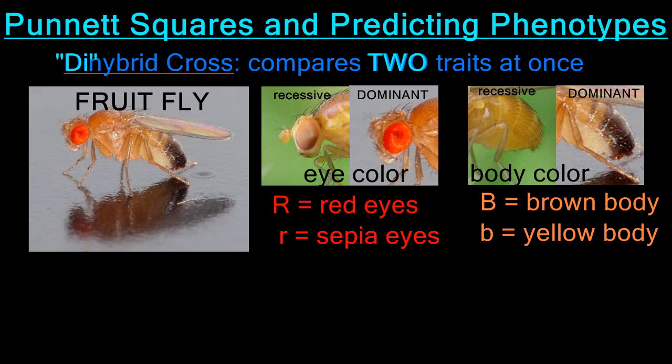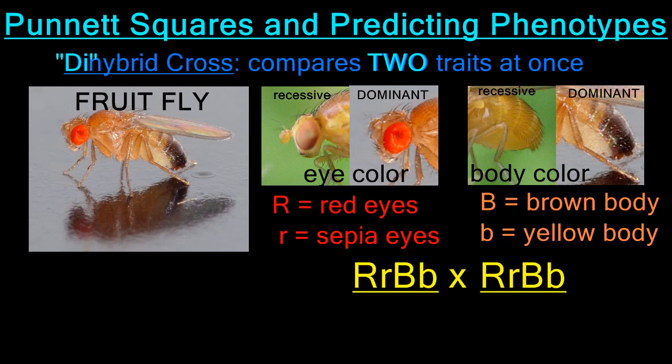Let's say we are crossing 2 individuals heterozygous for both traits. Big R, little r, big B, little b, times big R, little r, big B, little b. According to Mendel's law of segregation, the 2 alleles for each trait separate during meiosis. So gametes that these fruit flies produce can each only have 1 R and 1 B.